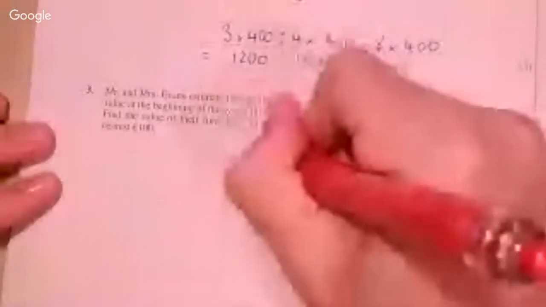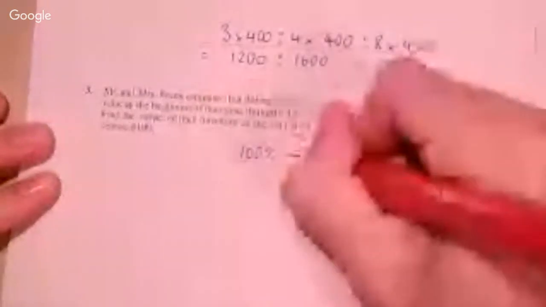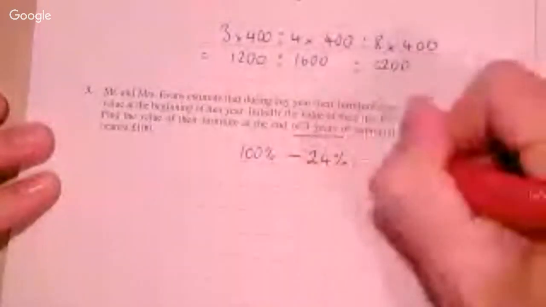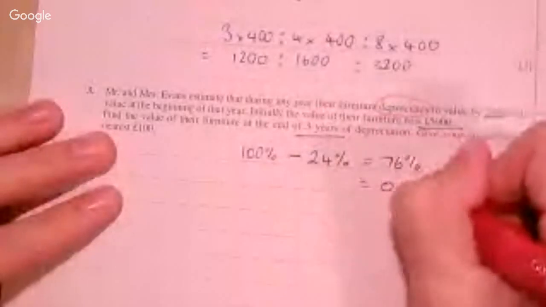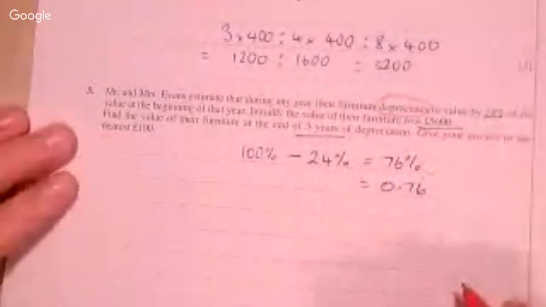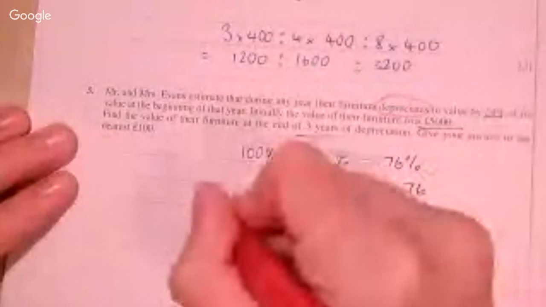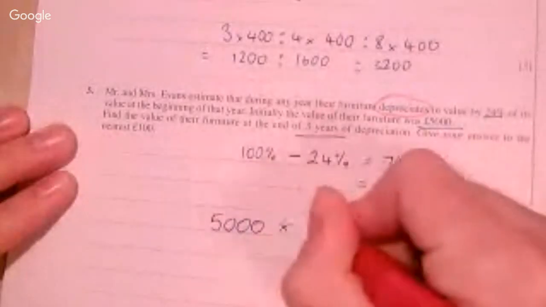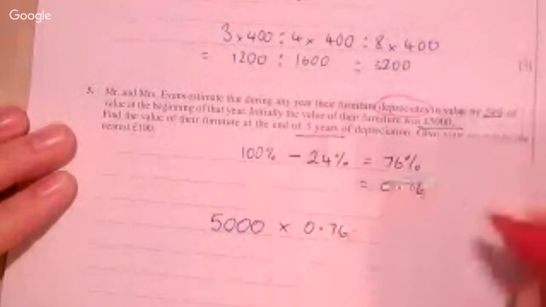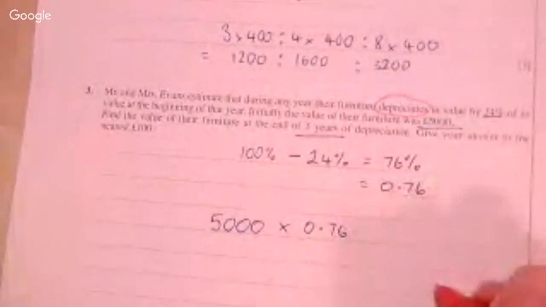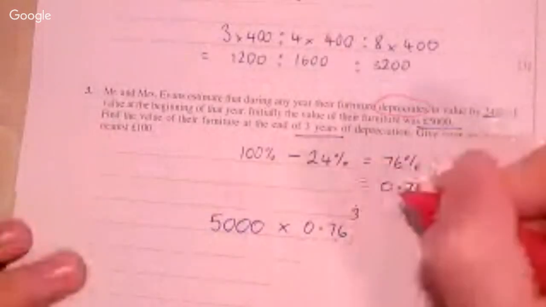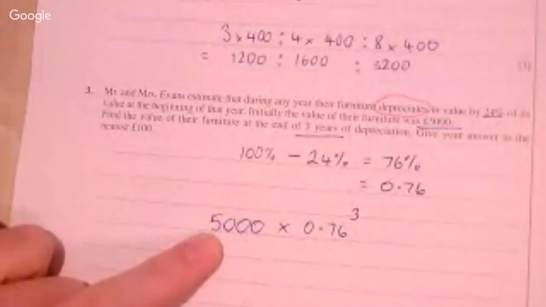You want to treat any sum of money as 100%. If it depreciates, I'm subtracting 24%, which is going to give me 76%, okay? You need to write that as a decimal, which should be 0.76, and then we want to do our sum of money, so our 5,000 multiplied by 0.76, and that will tell me the price or the value of that furniture at the end of the first year. So then we times by it again and again for 3 years, so we just put it to the power of 3. Okay, so that 5,000 is my sum of money.